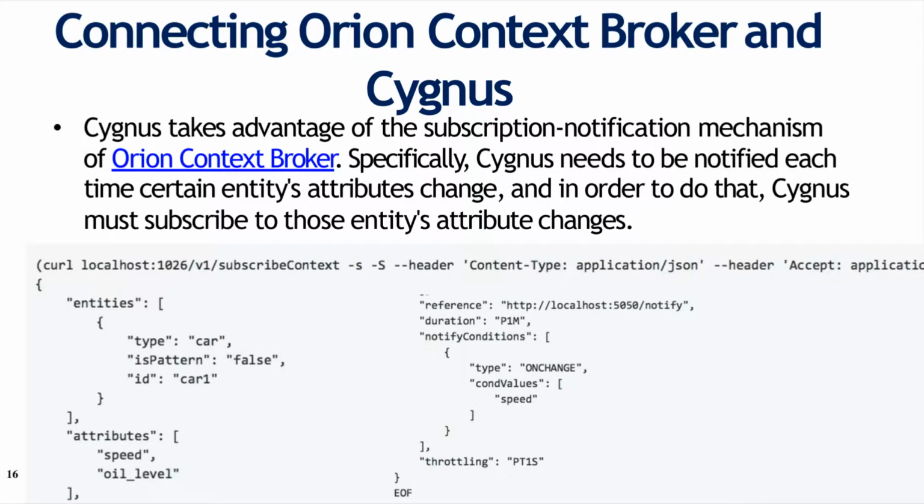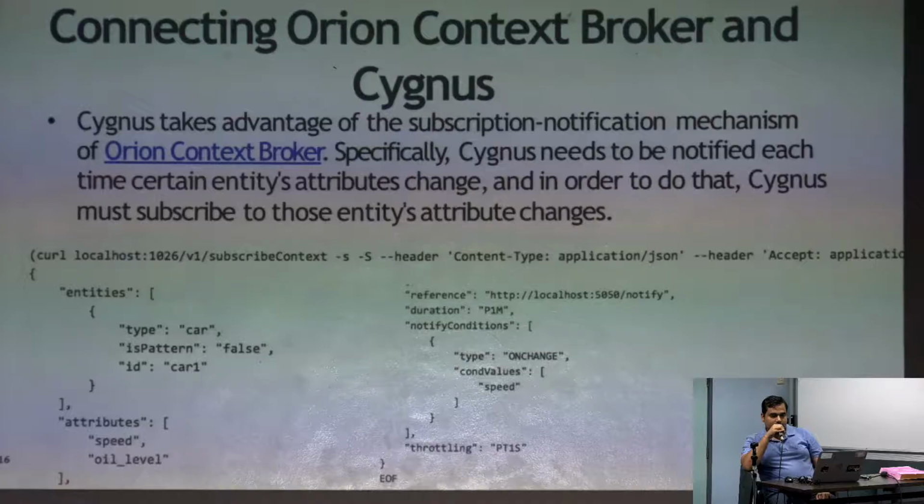So here you can see an example at the bottom. What we have done is that we are creating a subscription here, and we are giving it so whenever there is a change, it should be informed. So this is for oil level. Sorry, for speed. So if there is a change in speed, Cygnus will actually get the notification and create a history for it.